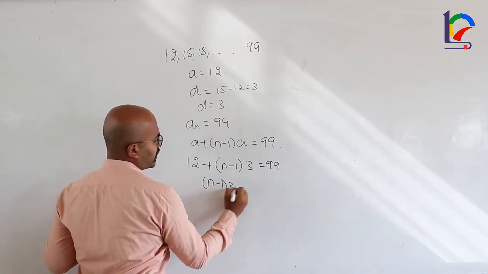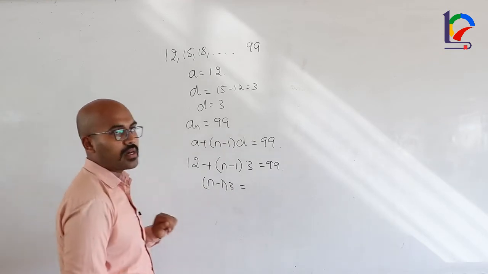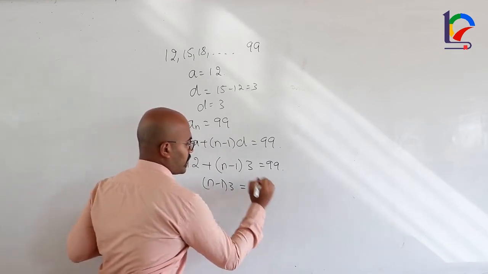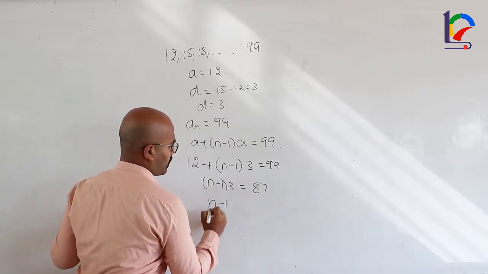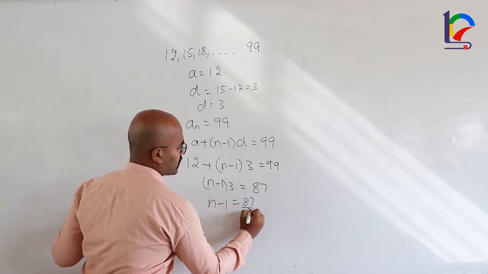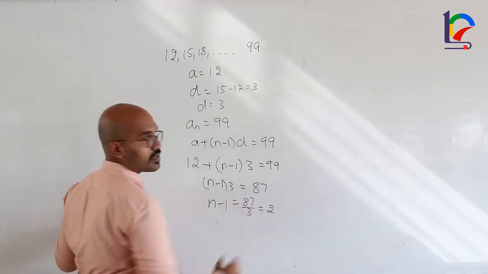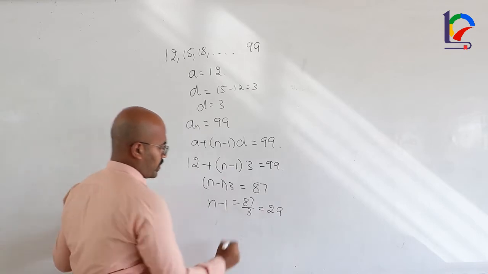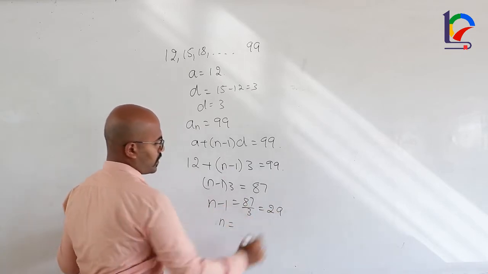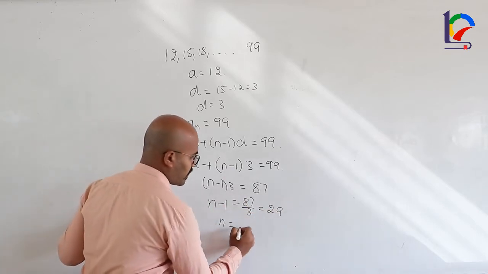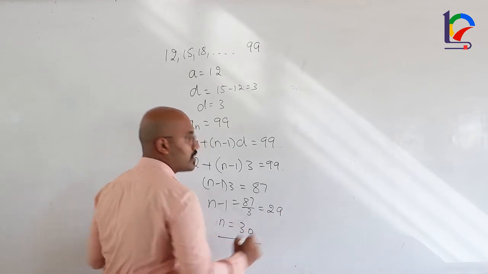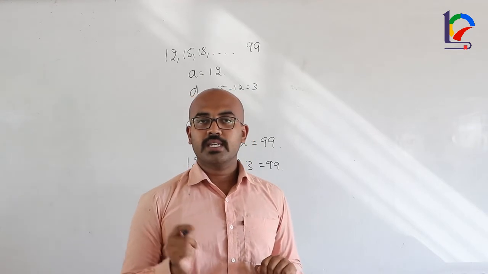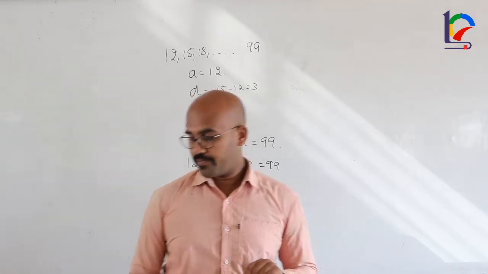So (n minus 1) into 3 is equal to, if I take 12 to the RHS, 99 minus 12, so it is 87. So n minus 1 is equal to 87 by 3, which is nothing but 29. So n is equal to, I take minus 1 to the RHS, 29 plus 1, 30. So totally there are 30 two-digit numbers which are divisible by 3.